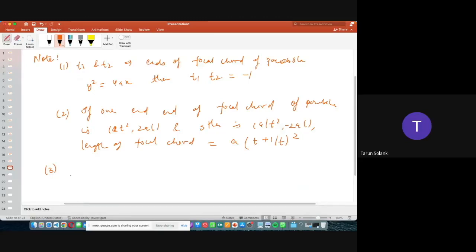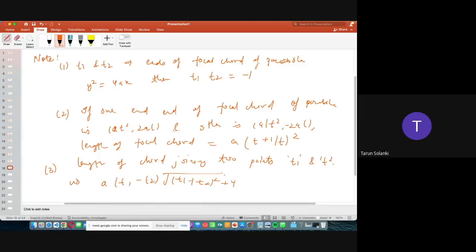And the last is the length of the chord joining two points t1 and t2, which is a (t1 minus t2) under root of ((t1 plus t2) whole square plus 4). These are for the standard parabola equation y square equals 4ax. Okay, so you can note down these three.